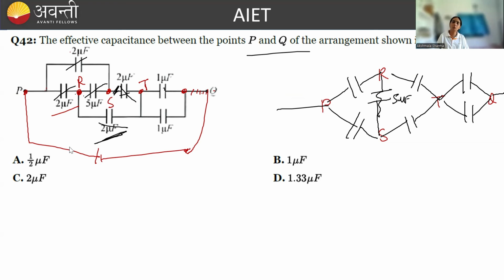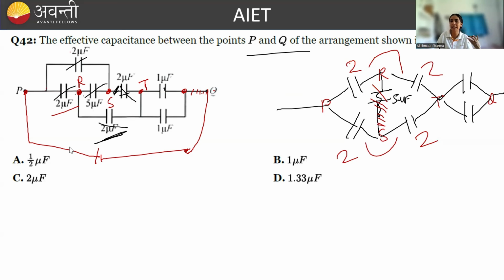Now you can easily calculate C equivalent with this arrangement. If you see carefully here, this is 2 microfarad, this is 2, this is 2, this is 2, 2 by 2, 1, 2 by 2, 1. So this is a balanced Wheatstone bridge. No charge will get stored on this capacitor. So these two will be in series, these two will be in series.